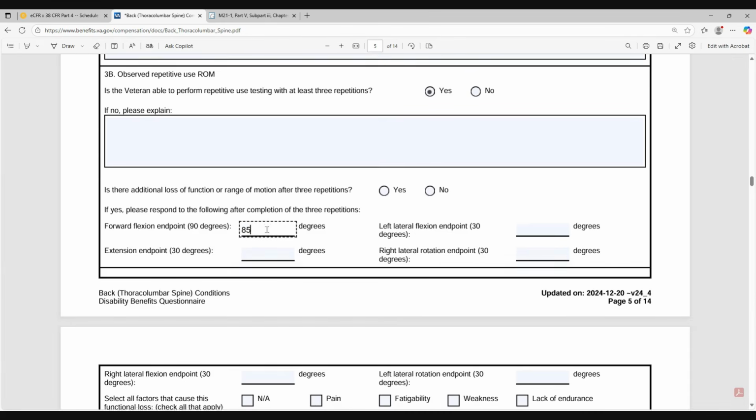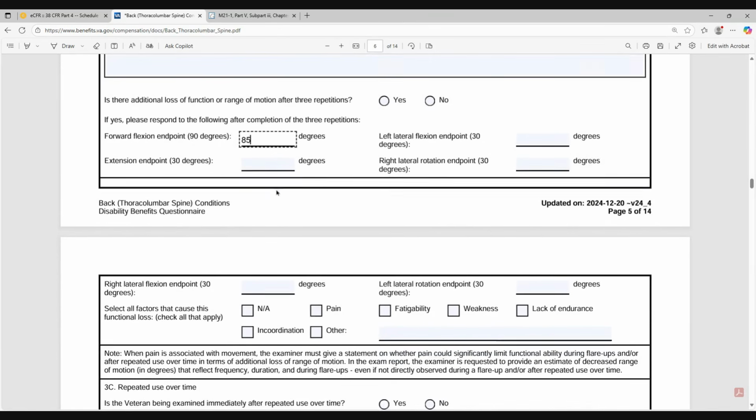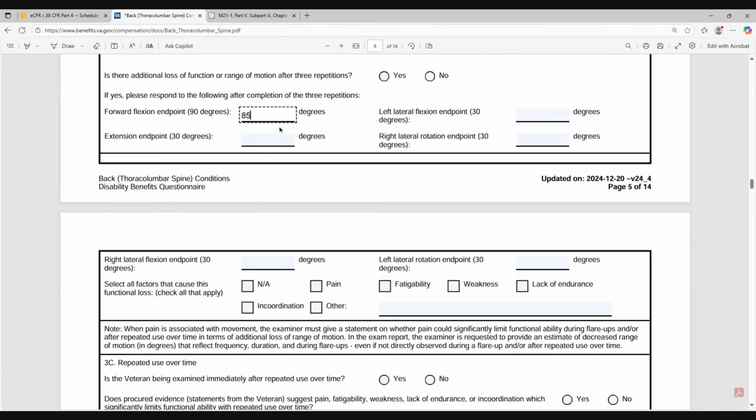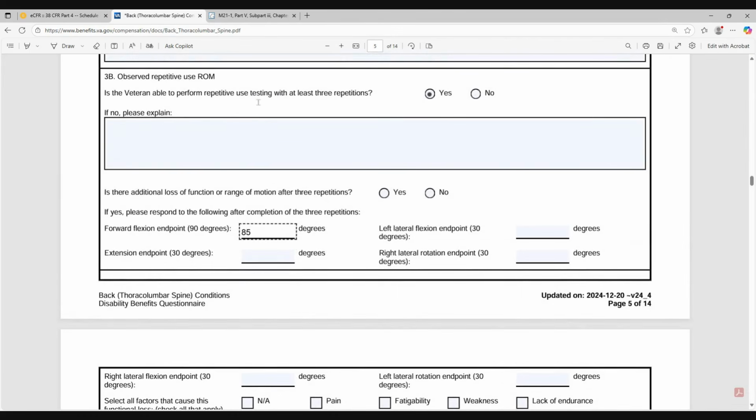Now, that in and of itself wouldn't disqualify a private DBQ for me, but I would start to go, okay, is it better whenever you use it multiple times? The baseline range of motion should be the best it looks like, and then it should slowly degrade as these tests move on. So my word of caution is please review your private DBQs to make sure they make sense.